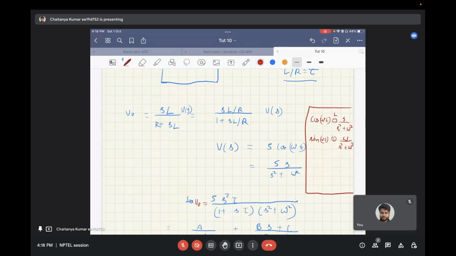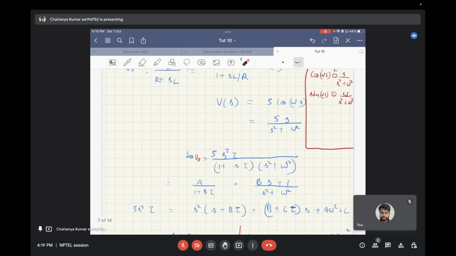So this also contained an s. The transfer function of the system also contained an s, as well as the input also contained an s. So it becomes s square. So 5s square tau upon 1 plus s tau into s square plus omega square, where 1 plus s tau is due to the transfer function of the RL circuit, and s square plus omega square is due to the cosine input.